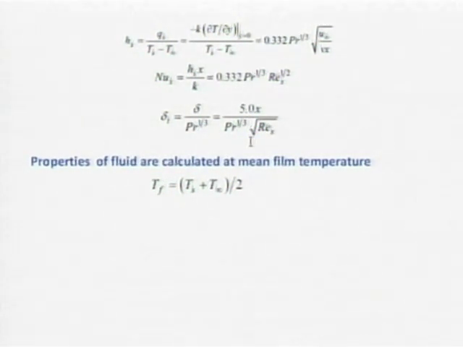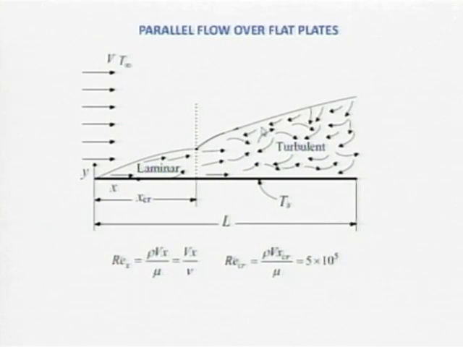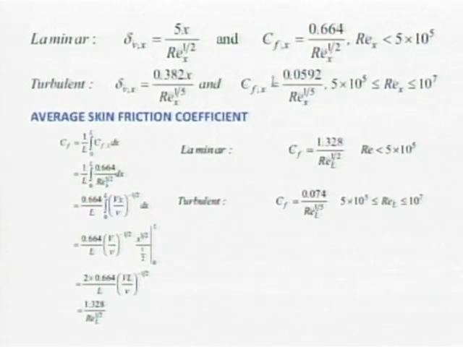So all that you are seeing is what? Delta T by x is of the order of Re and Pr. So Rex to the power of half and Pr to the power of 1 by 3. So the solution for laminar flow is Cfx is this, and for turbulent flow Cfx is this. We can derive also, but this has been corroborated through experiments also, okay.